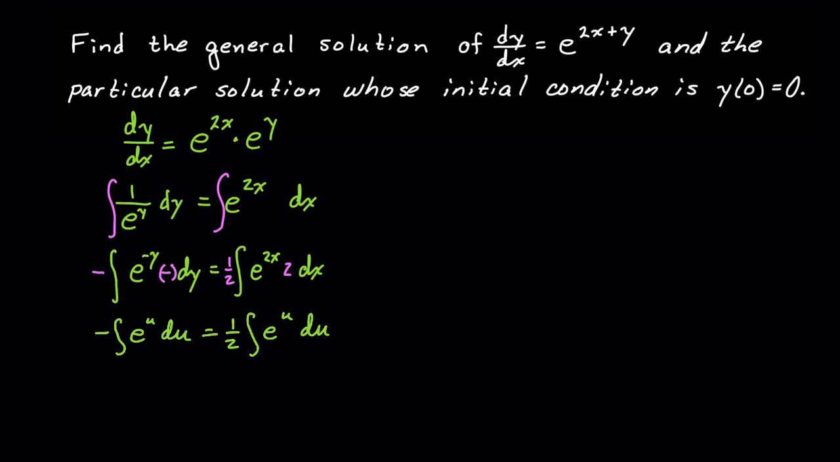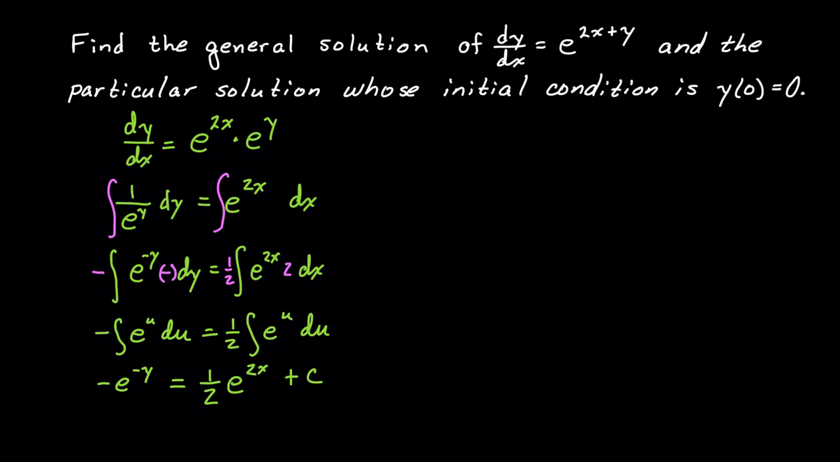And so this becomes negative e to the u, where the u value for this particular part is negative y. This will be 1/2 e to the u, and the u value for this integral is 2x. And then we've got our plus c.